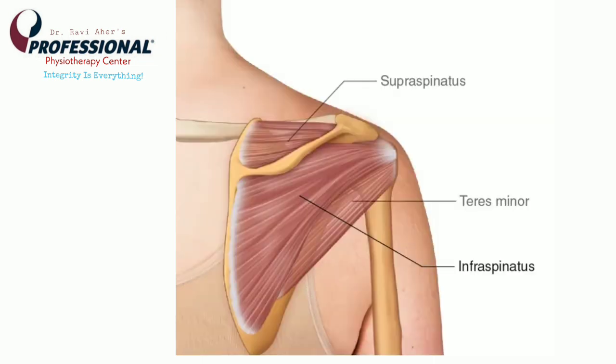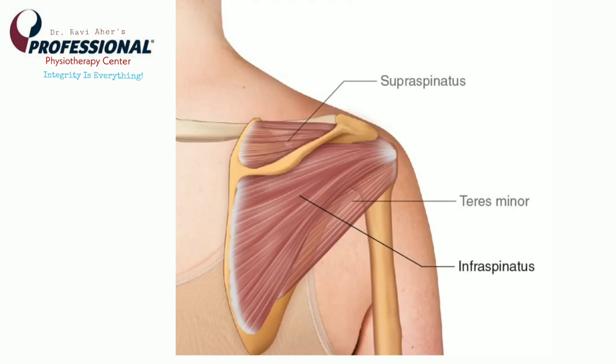We have a posterior view of the right shoulder girdle region, and we are looking at the infraspinatus muscle, one of the 4 muscles of the rotator cuff group. For context, we have also added in the supraspinatus and teres minor muscles, 2 other muscles of the rotator cuff group, and they have been ghosted in with less density so that we can see through them.